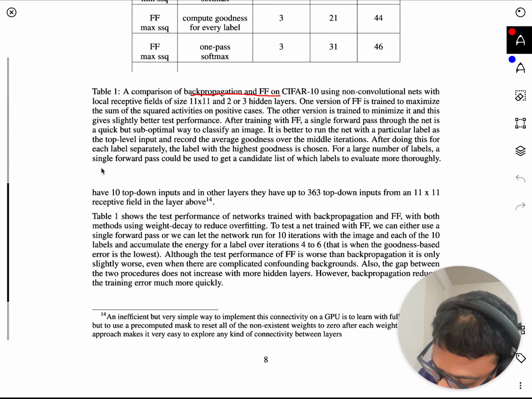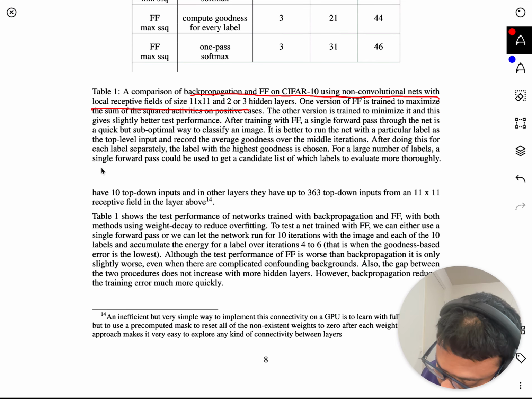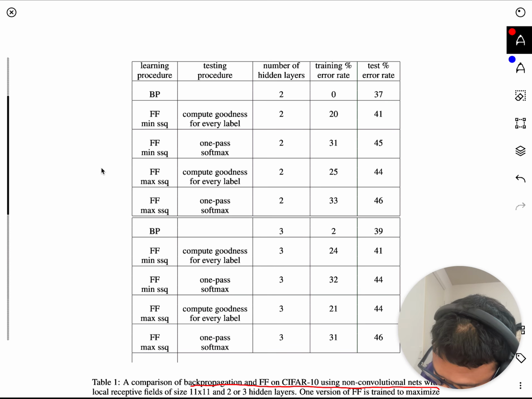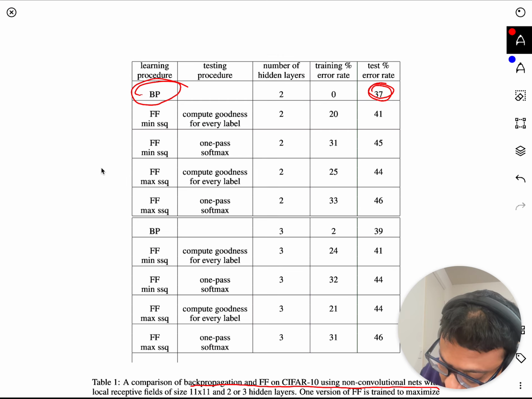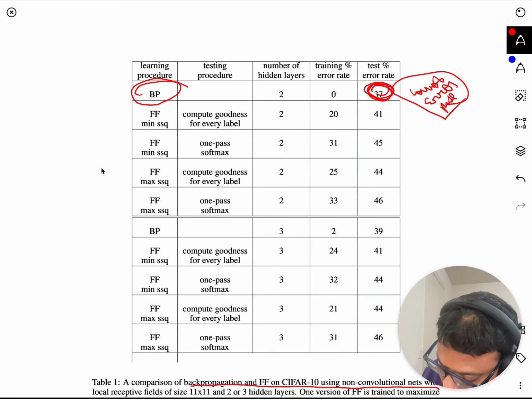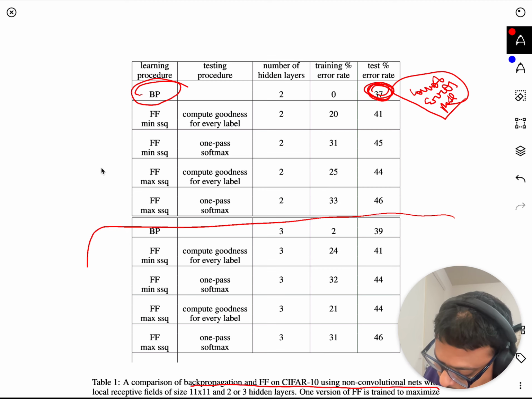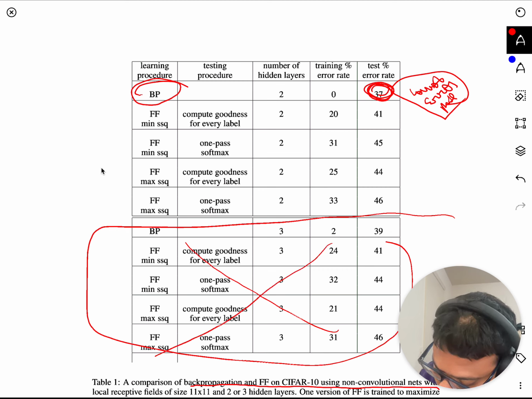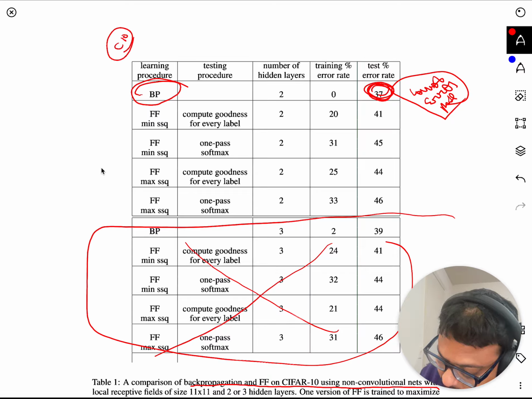Okay, so if you see here, this is a very interesting thing. Backpropagation is the best learning algorithm, which has the lowest error rate, and that's actually a really good thing. Let's not look at this part right now, let's only look at the top part. So if you have CIFAR 10 and you're trying to classify, backpropagation gets a test error rate of 37%.